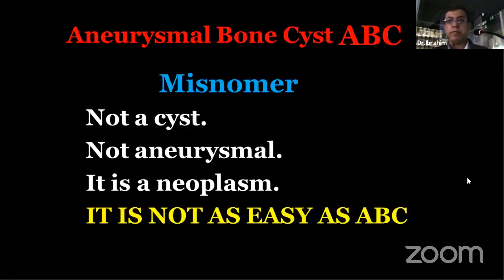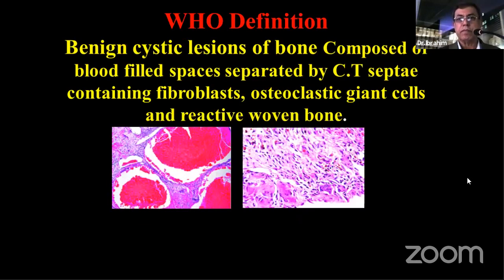So what is aneurysmal bone cyst, or ABC? I think if you ask any resident or neurosurgeon, he would remember ABC because ABC is easy to remember. But we have to state right now that this is a misnomer. Ism ghalat, wrong name. It is not a cyst. It is not aneurysmal. It is a neoplasm. And it is not as easy as ABC. It can be very difficult.